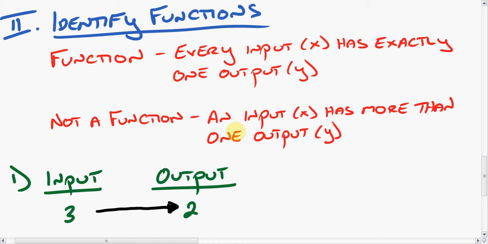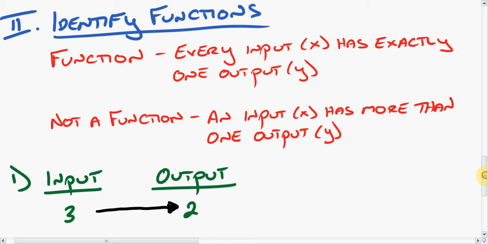But before we start looking at the methods, let's first see what a function is and what a function isn't. So here we see the definition of a function: basically, every input, which is, remember, our x value, our domain, has exactly one output, meaning your y value. So every single input has exactly one output. Not a function is when you have an input, your x value, that has more than one output, y value. So your input, the number for your x, either occurs more than once, or you may see more than one line coming out of your x value.